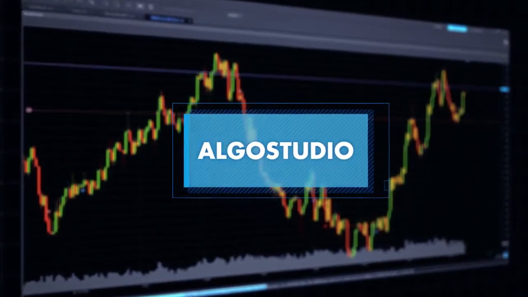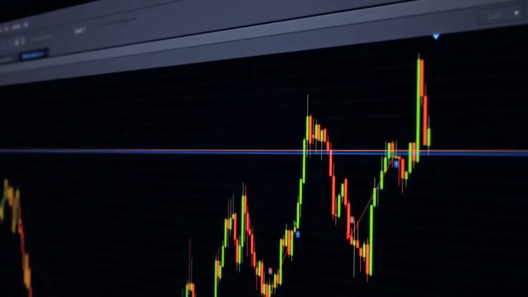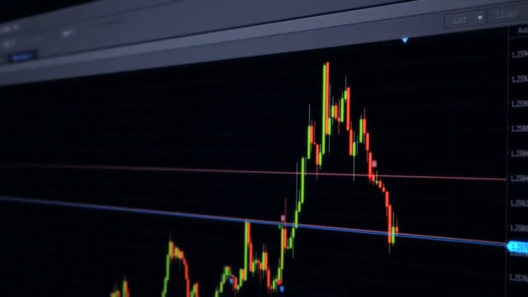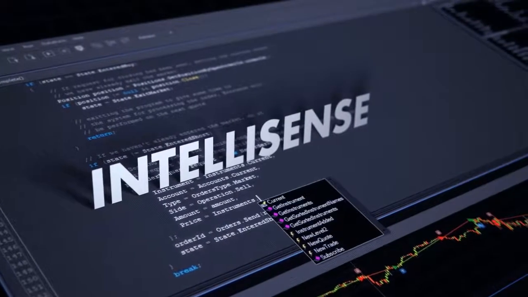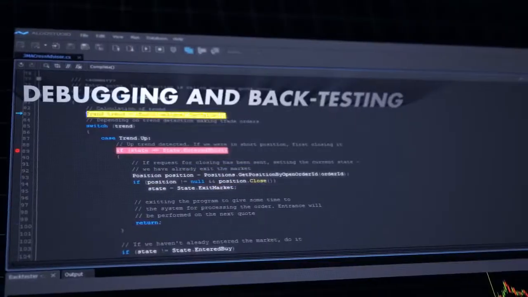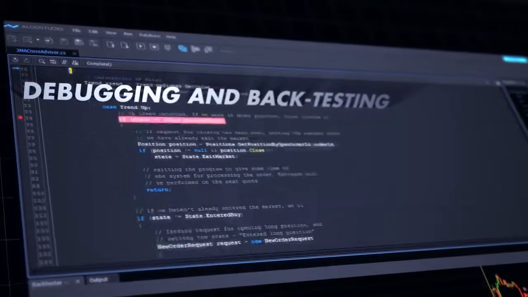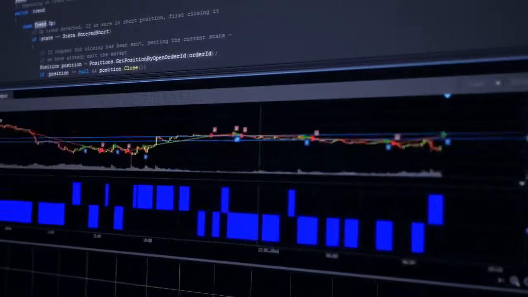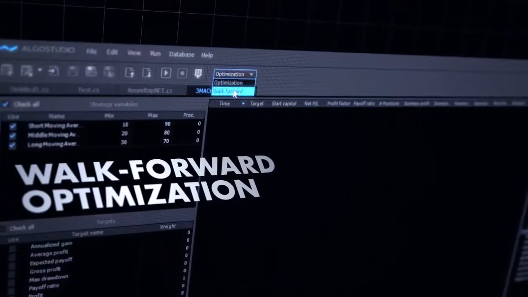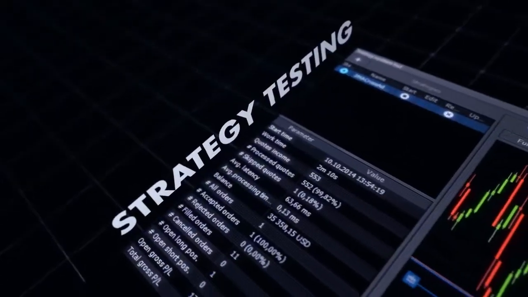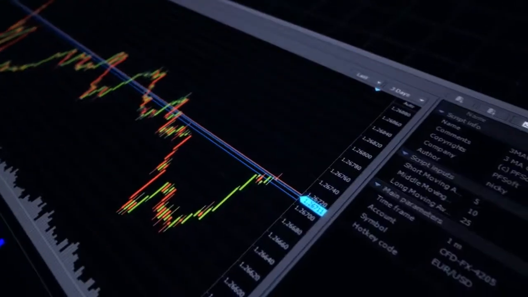Algo Studio provides traders with a powerful complex solution for algorithmic trading. Fast coding with IntelliSense tool. Visualize debugging and backtesting. Walk forward optimization. Strategy testing and real-time statistics.